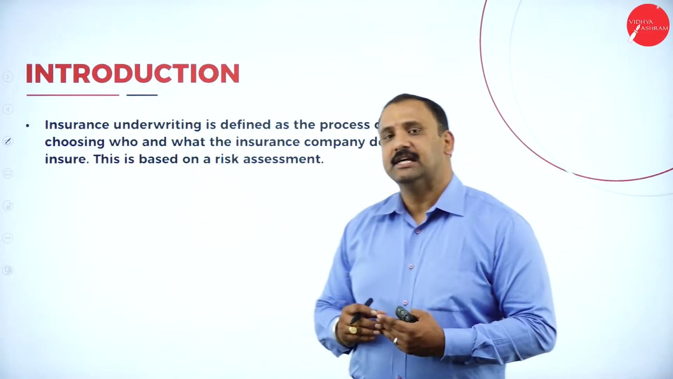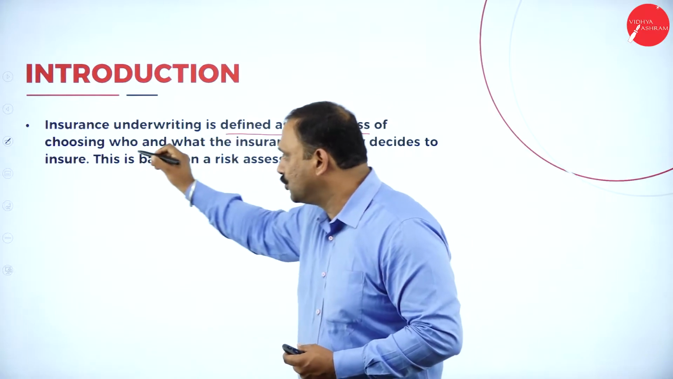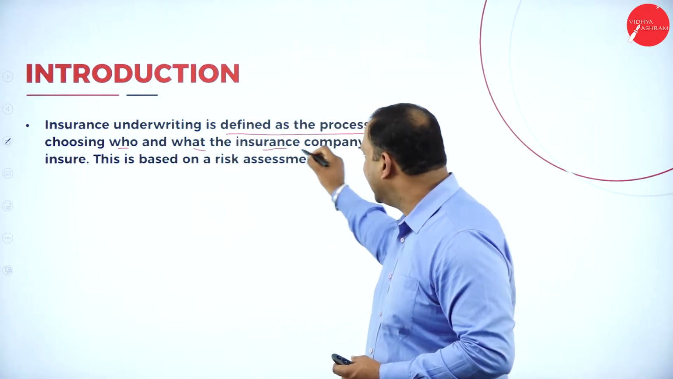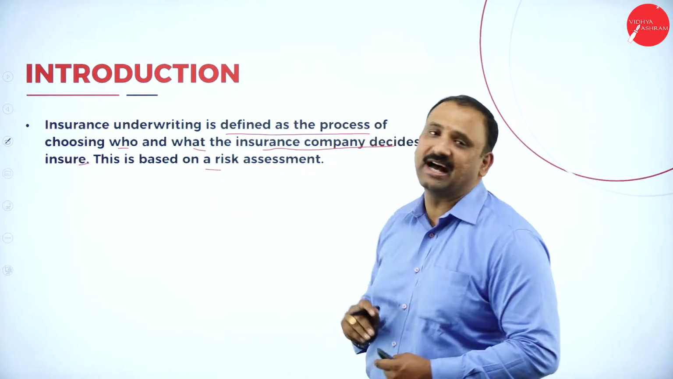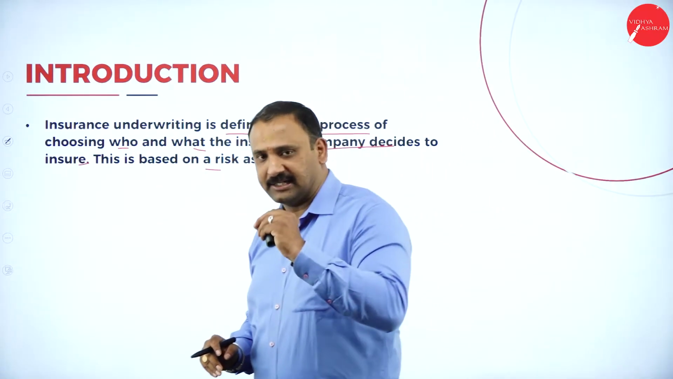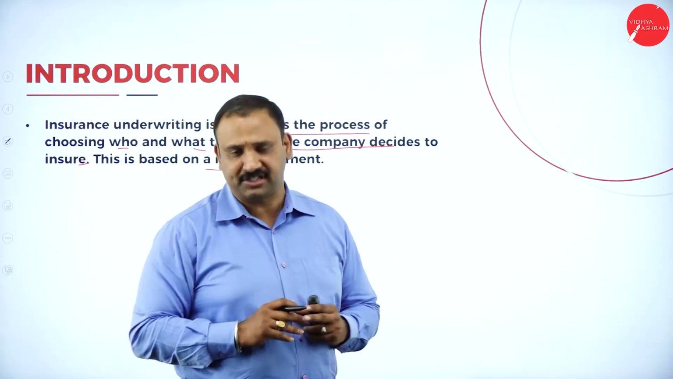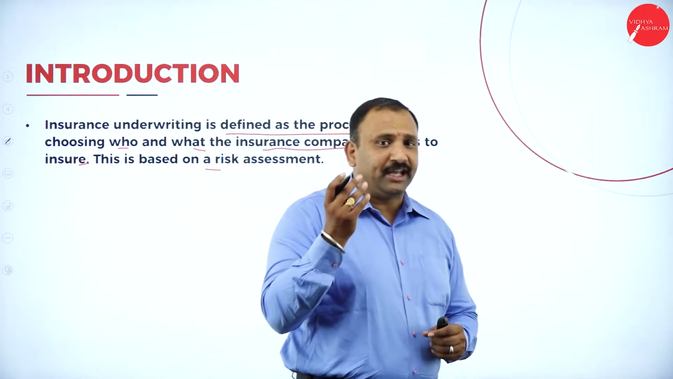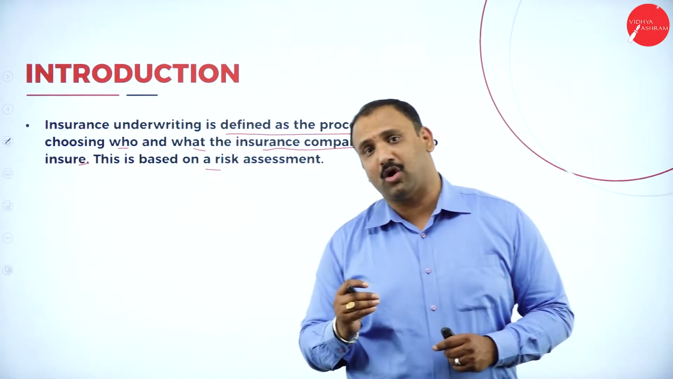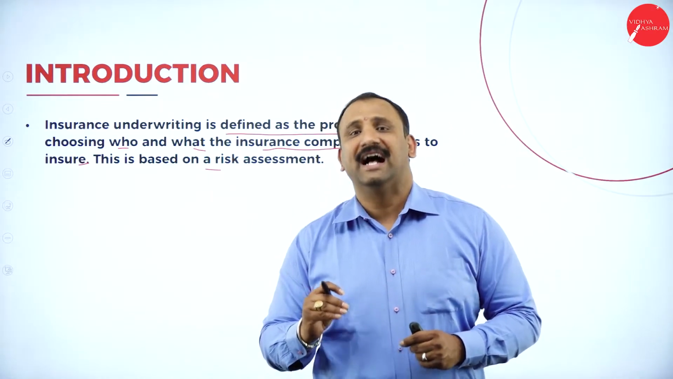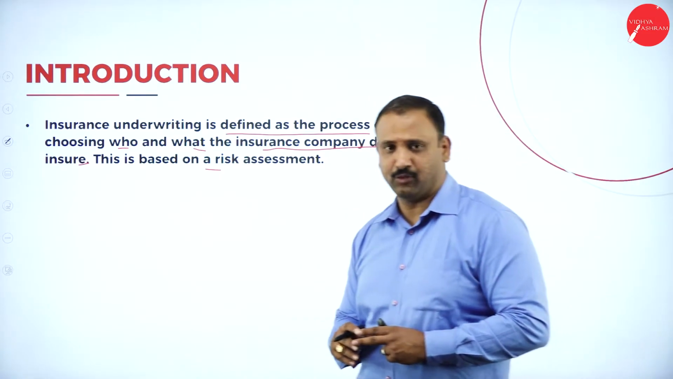Now, the first thing is, insurance underwriting is defined as the process of choosing who and what the insurance company decides to insure. This is based on risk assessment. First, let us understand that insurance is a subject matter of coverage on risk factors. So the insurance company will make its own choice in terms of covering a particular asset or a life based on the risk factors that are involved.